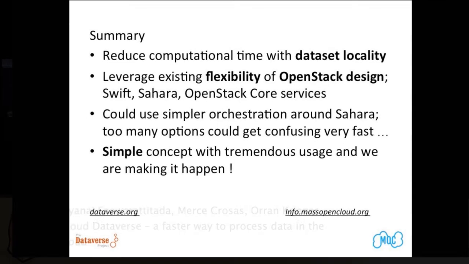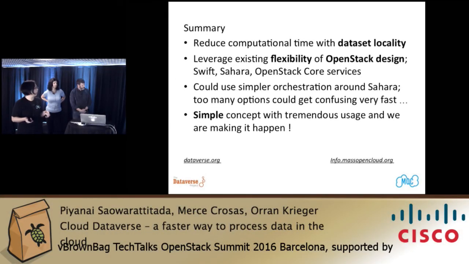We leverage the flexibility of OpenStack, all the core services like Sahara, Nova, and also Cinder, Swift. This is a very simple concept, but it has great usage. The only thing that I think is missing here is the orchestration over Sahara, which we can push the community to help us out. So if anyone is interested, come and talk to any of us here afterward.